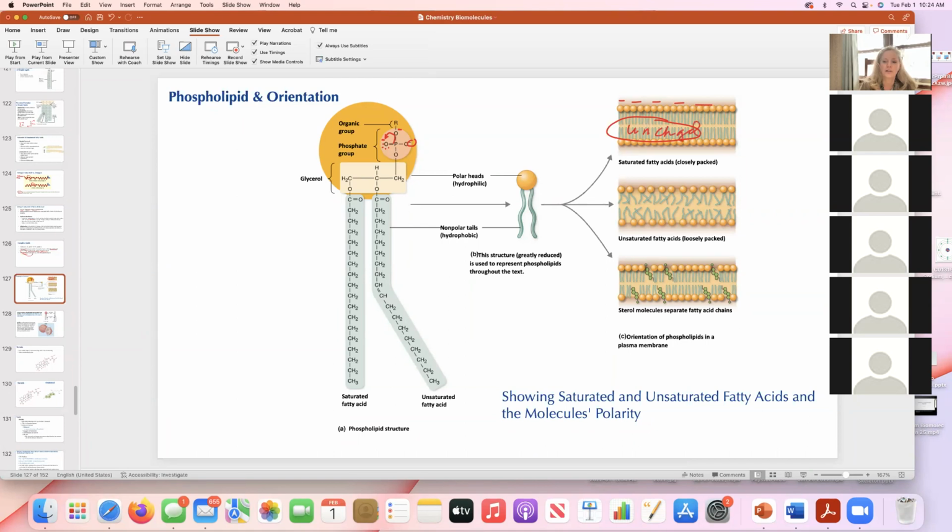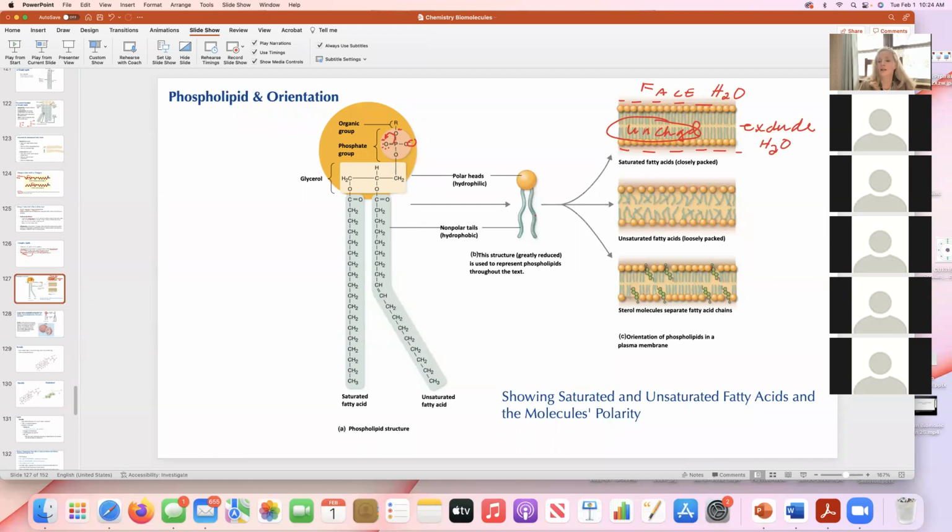Uncharged in the center is going to exclude water passing through. But these charged heads, they want to face water. So they'll face water out here, the extracellular environment. And if this were the inside of the cell, it would face the water on the inside of the cell.